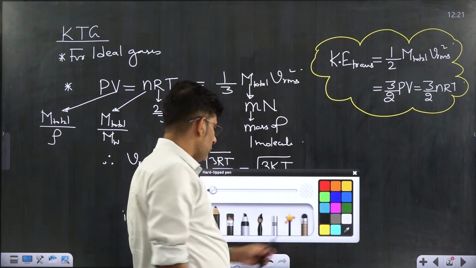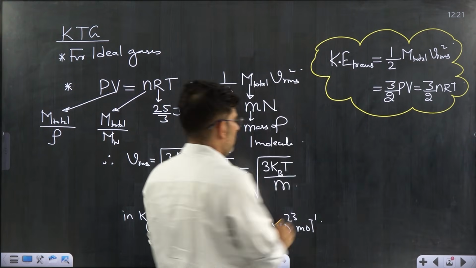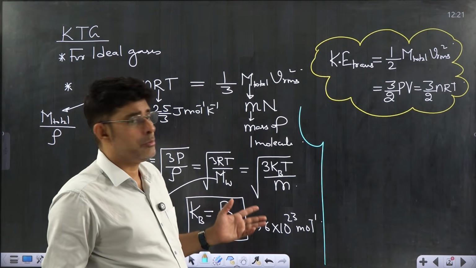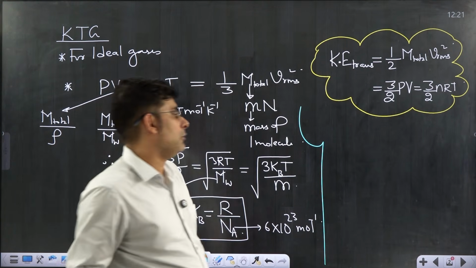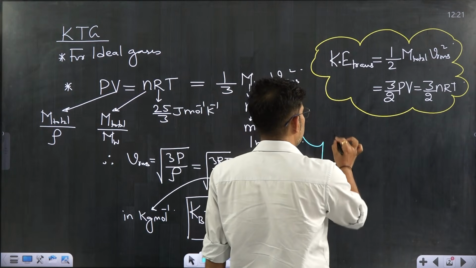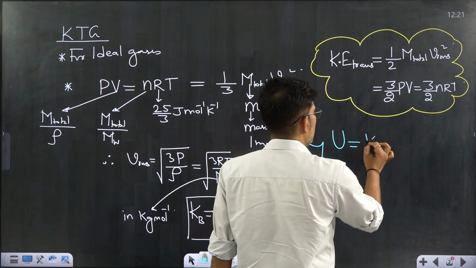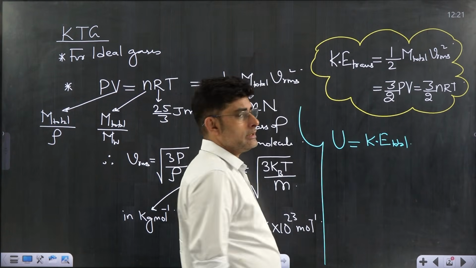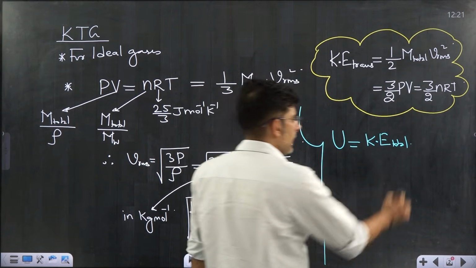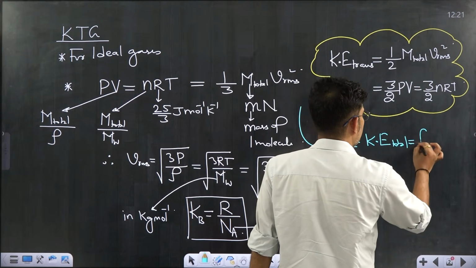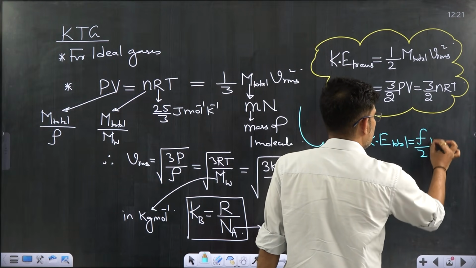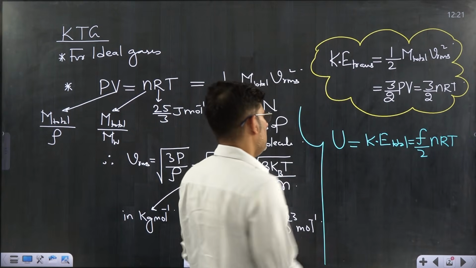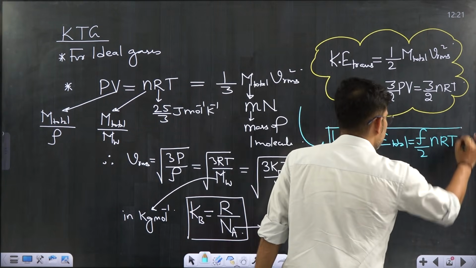Apart from this, you have one more important point. When we have an ideal gas, there is no intermolecular attraction, there is no potential energy. So the total internal energy is simply equal to the total kinetic energy. Internal energy equals total kinetic energy, and this is expressed in the form f/2 PV or f/2 nRT, since PV can be written as nRT. So potential energy is to be neglected.